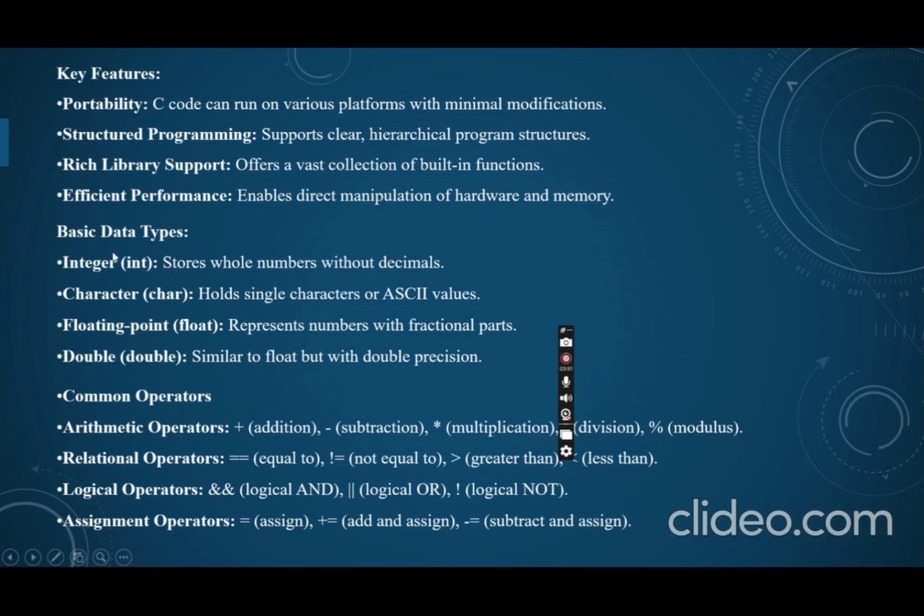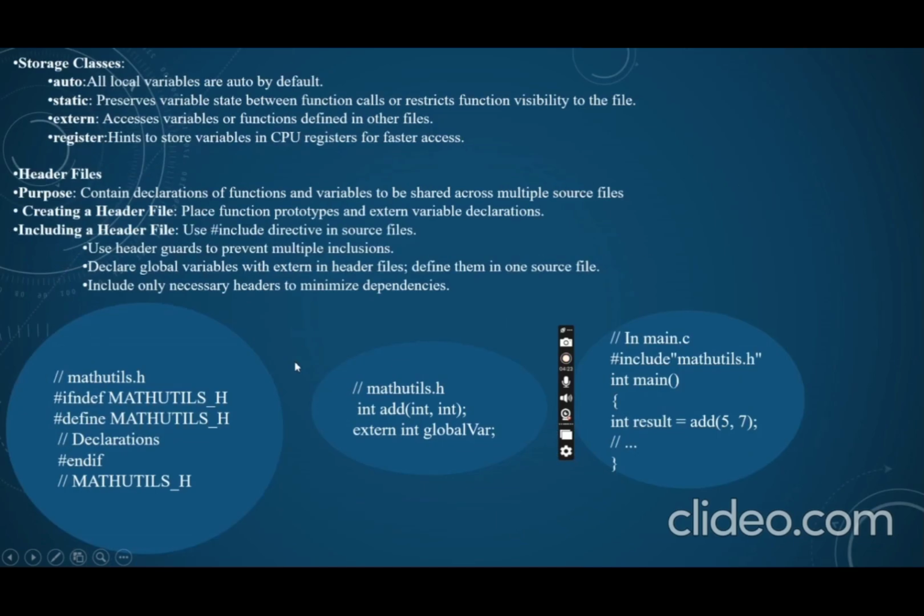And basic data types were integer, character, floating point, double. Integer stores whole numbers without decimals, and floating point stores numbers with decimals. And double is also similar to float itself, but it has double the decimal precision when compared to floating point.